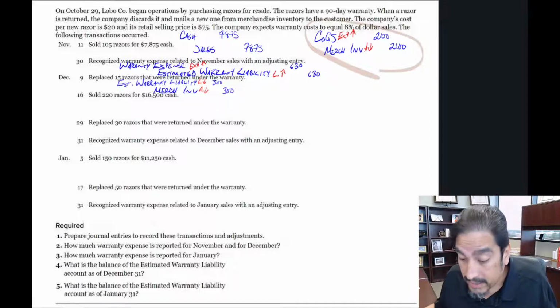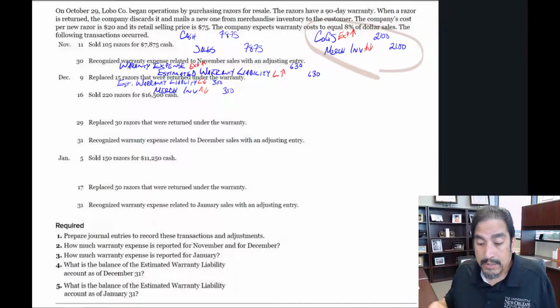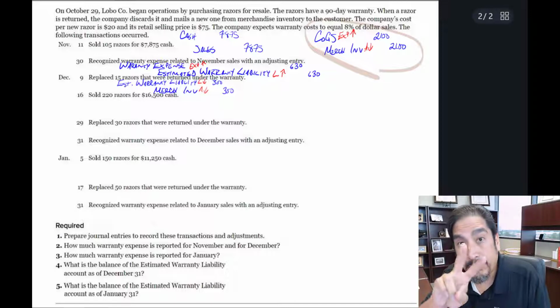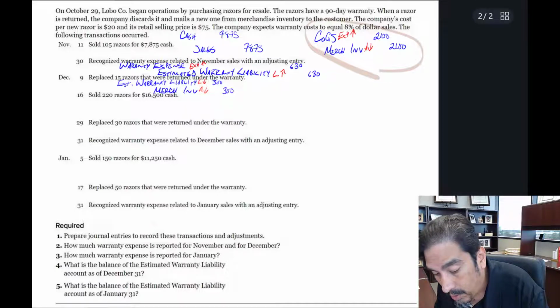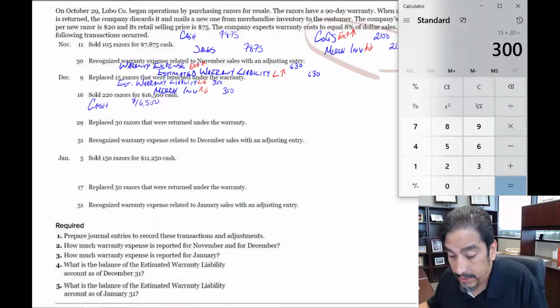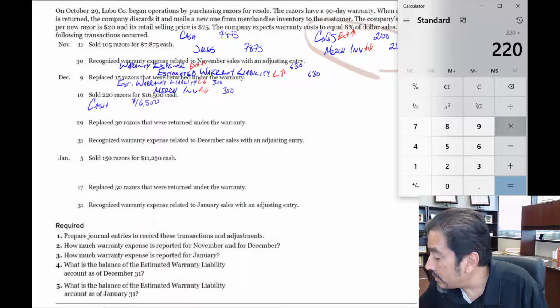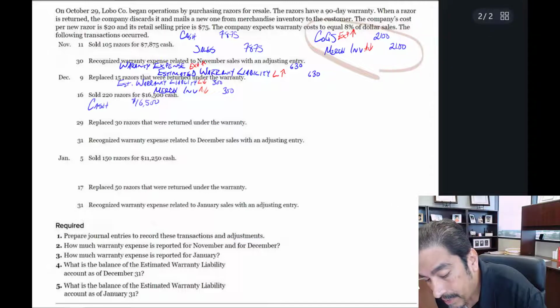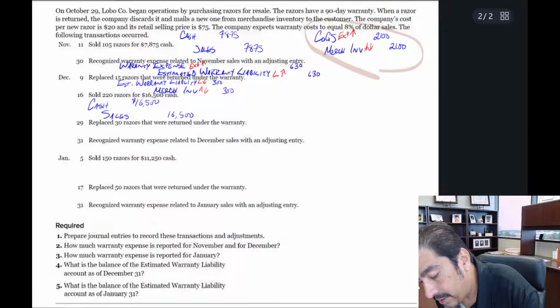Okay, the rest of it is more of the same. So December 16th, we sold razors. So we've got 2 journal entries to write. First, I'm going to debit cash for $16,500. And they told us the number, but we should be able to calculate 220 razors. We sell them for $75 each. That's the $16,500. And then we record the sales for the same $16,500.